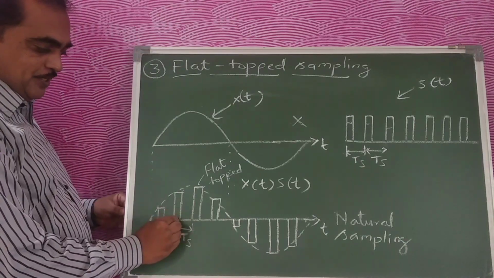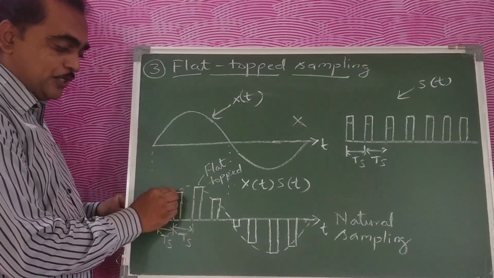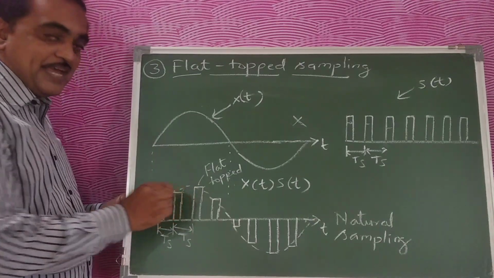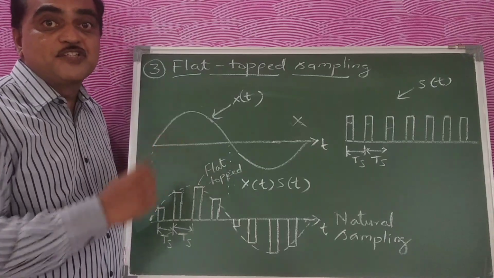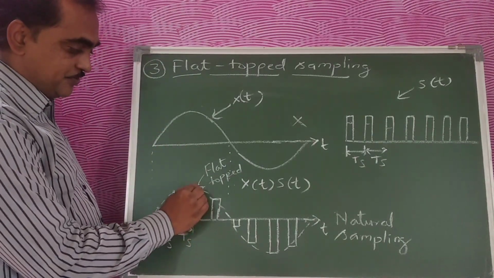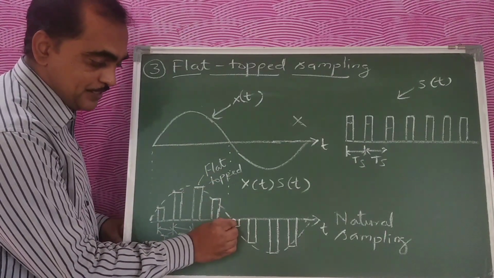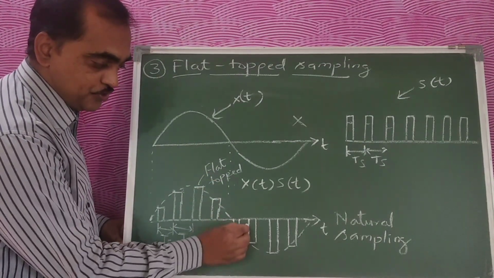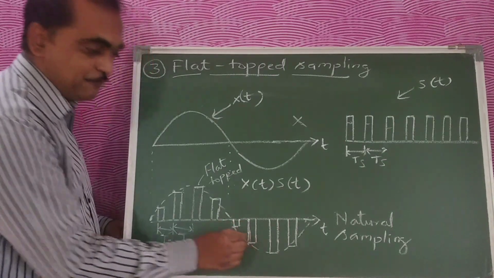Even here if you see, once it touches the amplitude of the instantaneous value, it remains constant at that value only. It will not go along with the instantaneous value of the analog signal. Even here you can see it is coming and remaining constant and then coming down. Here also you can see it is coming here and remaining constant. Here also it is remaining constant at that value.